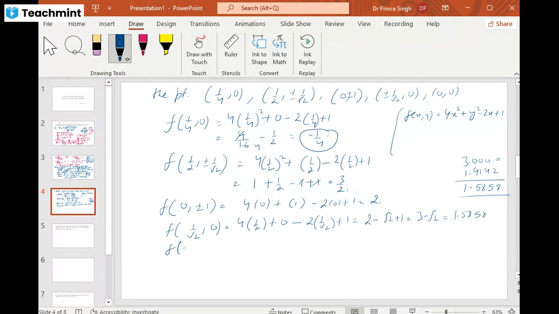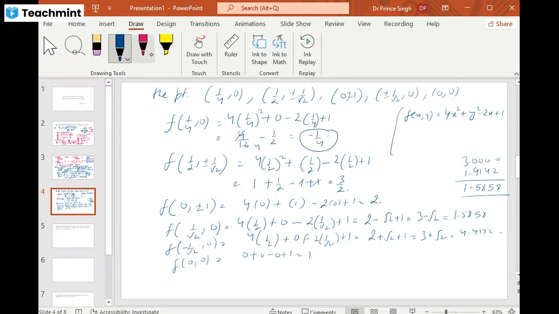And if I consider minus 1 upon root 2, 0, then this is 4 into 1 by 2 plus 0 plus 2 into 1 upon root 2 plus 1. So this is 2 plus root 2 plus 1, so it is 3 plus root 2. Its value is 4.4142 approximately. And last but not the least is 0, 0. So its value is 0 plus 0 minus 0 plus 1, its value is 1.